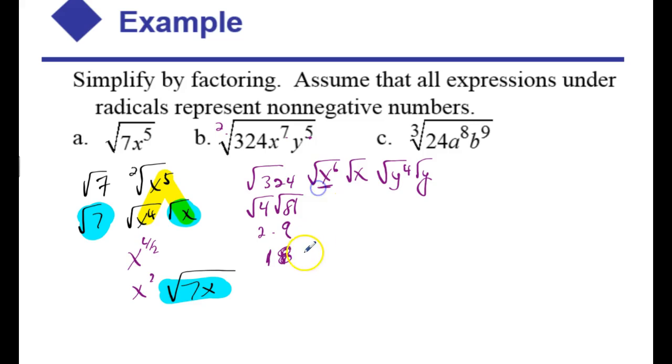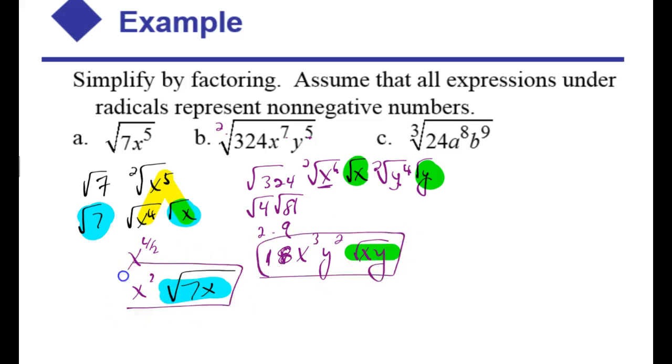And x to the 6th is 6 divided by 2, which is a 3. I'll bring out the y. 4 divided by 2 is 2. And then these two terms I can't do anything with, so I'll rewrite those as the square root of xy.